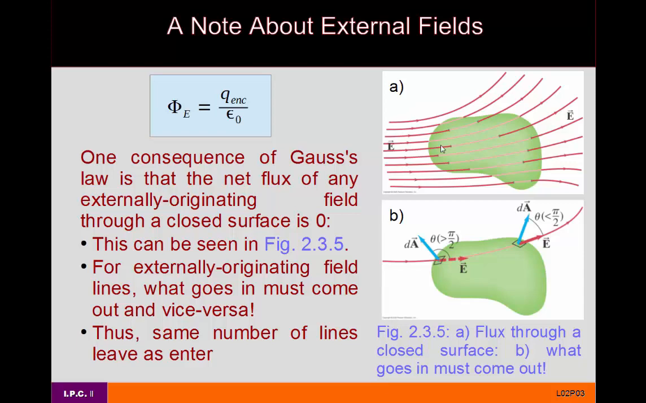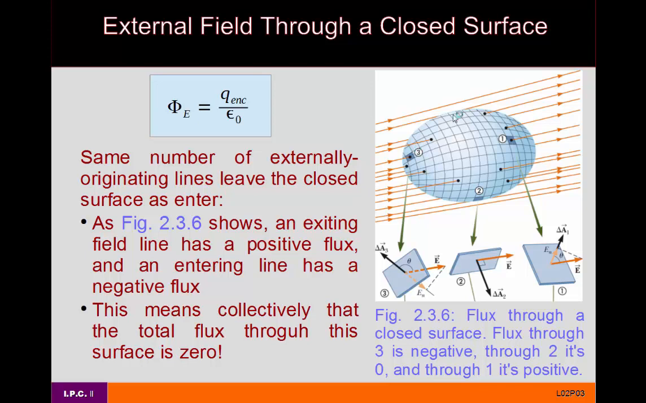So if there are no charges enclosed inside of the surface in question, the Gaussian surface, what that means is that the field lines can neither originate nor terminate inside. And so for every field line that goes in, there is also a field line that must come back out, hence a net flux of zero. Again, that is because if a field line goes into a surface, it has a negative flux through that surface. If it goes out of the surface, it has a positive flux through that surface. So the same number going in as coming out is equivalent to saying you have negative so much flux, and positive the same amount of flux; you add them together, you get zero.